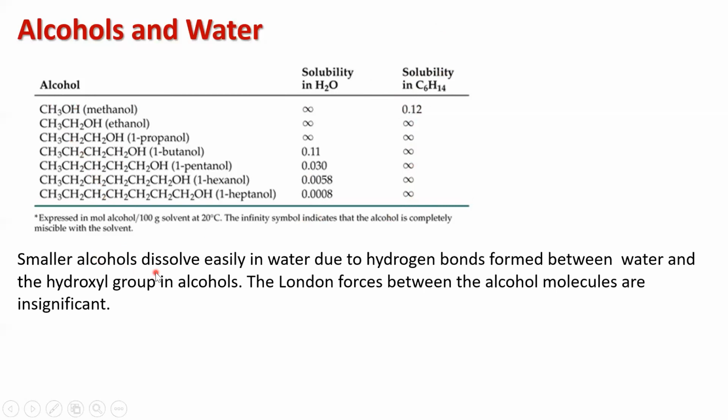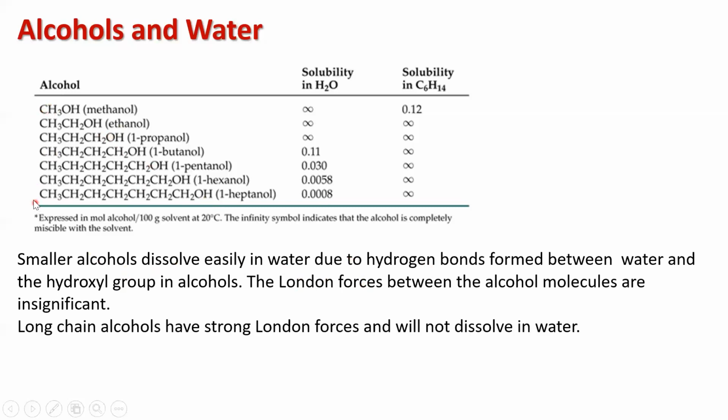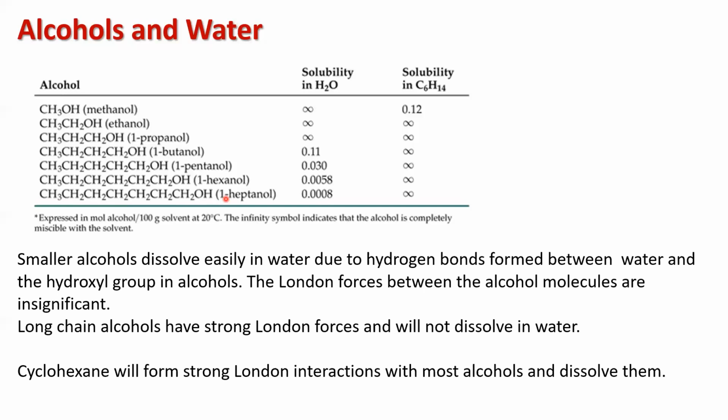So smaller alcohols dissolve easily in water due to the hydrogen bonds between the water molecules and the, this is called a hydroxyl group, this OH, in the alcohol. The London dispersion forces in the alcohol are insignificant because there isn't much nonpolar in those smaller alcohols. But when we look at the larger alcohols, the long chain alcohols have a lot more London forces in them and they don't dissolve in water. Cyclohexane, okay, or C6H14, will have strong London dispersion forces with most alcohols and will dissolve.